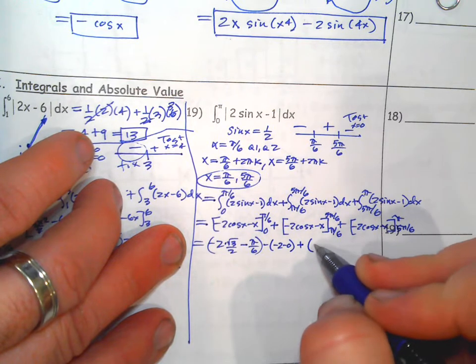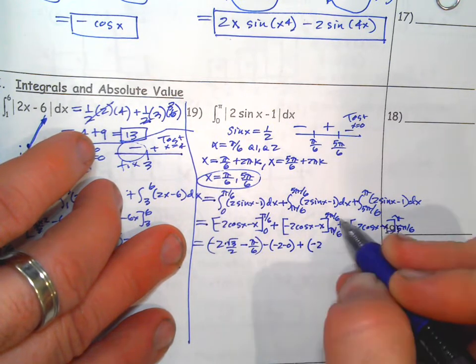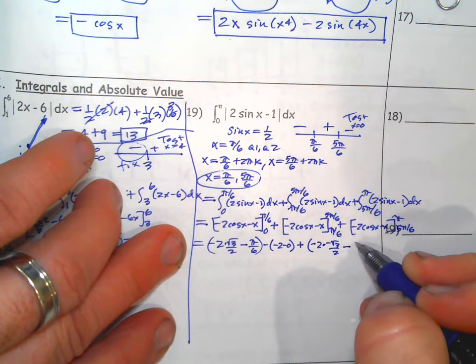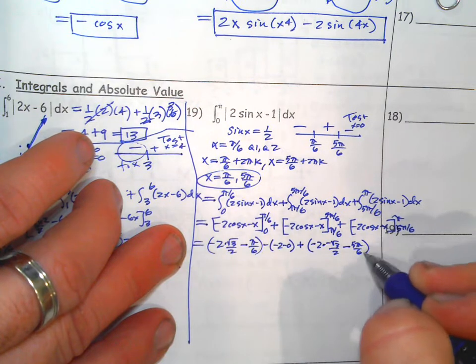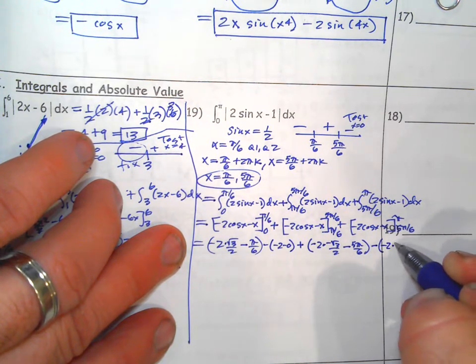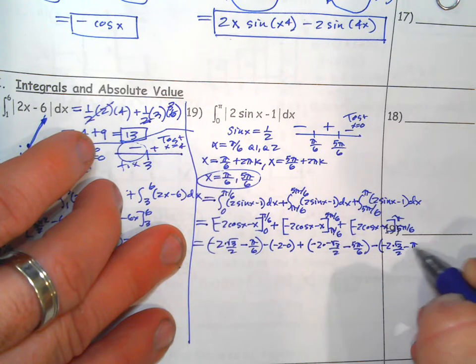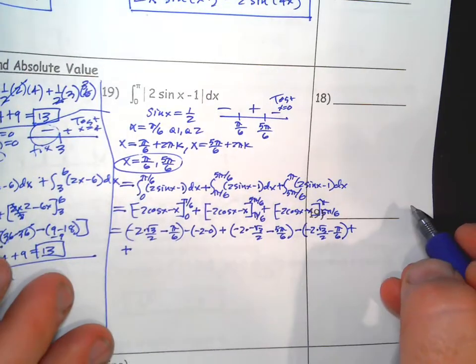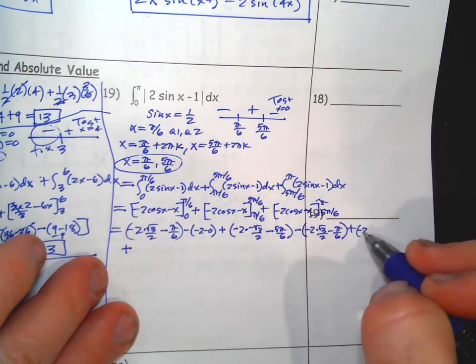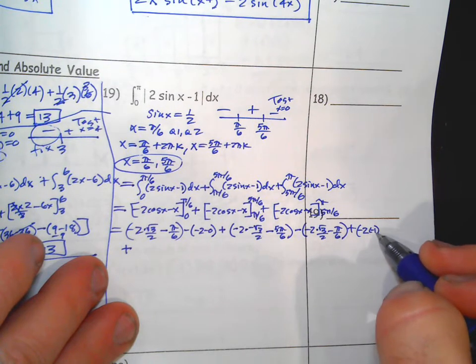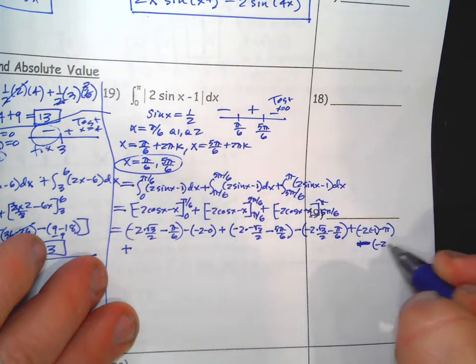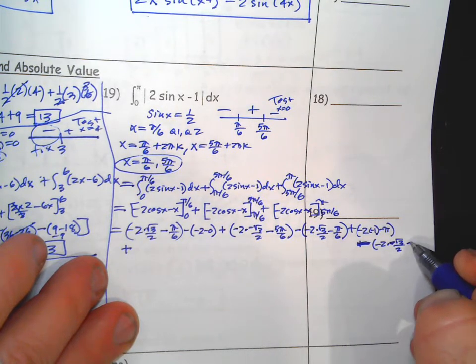Plus negative 2 cosine of 5 pi over 6 is root 3 over 2, but it's in quadrant 2, so it's negative root 3 over 2 minus 5 pi over 6. Minus plug pi over 6 in. Negative 2 cosine pi over 6 is root 3 over 2 minus pi over 6. Plus, or should I do it over here? Just try and fit all this in over here. Negative 2 cosine of pi is negative 1 minus pi. Minus negative 2 cosine of 5 pi over 6 is negative root 3 over 2 minus 5 pi over 6.